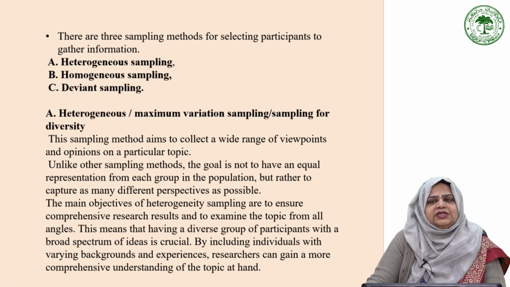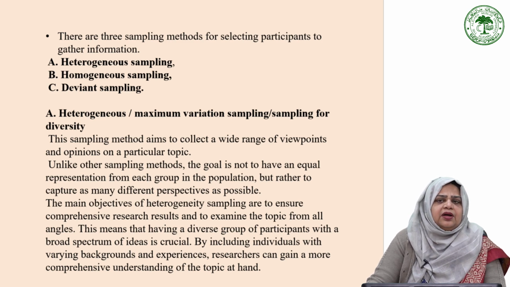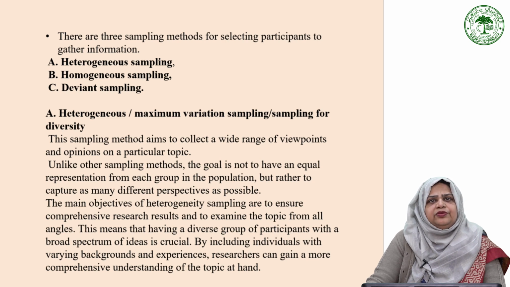One advantage of heterogeneous sampling is that it promotes inclusivity and avoid bias. By intentionally seeking out participants with different backgrounds and perspectives, researchers can minimize the risk of excluding certain groups or favoring one particular viewpoint. This helps ensure that the research findings are more representative of the larger population and reduces the potential for skewed or limited conclusions. Additionally, by including a diverse range of participants, researchers can address issue of power dynamics and privilege that may influence the research process.